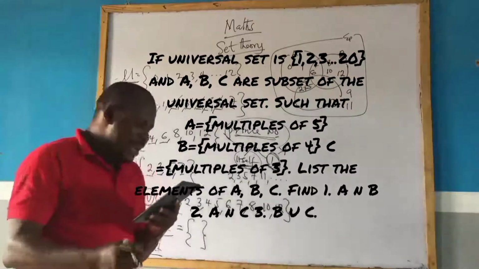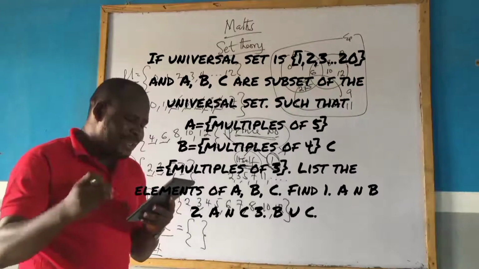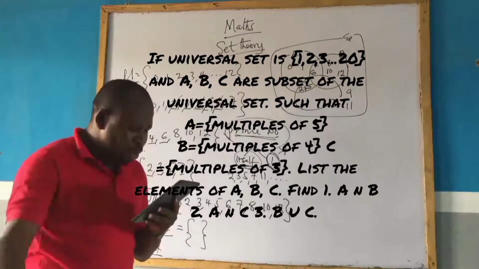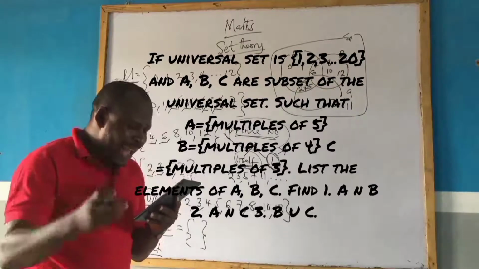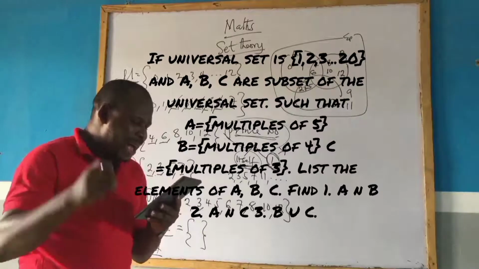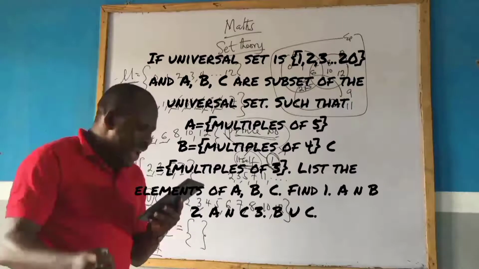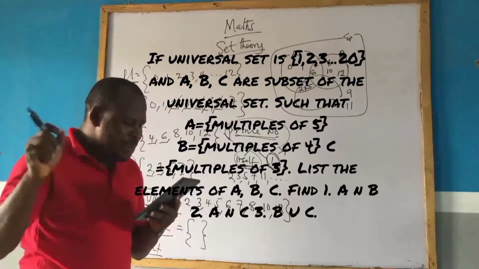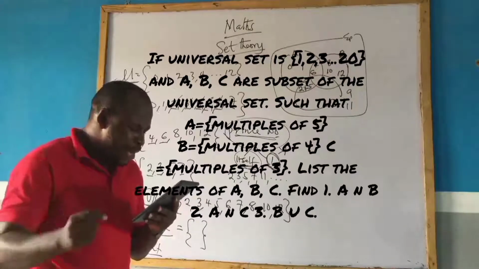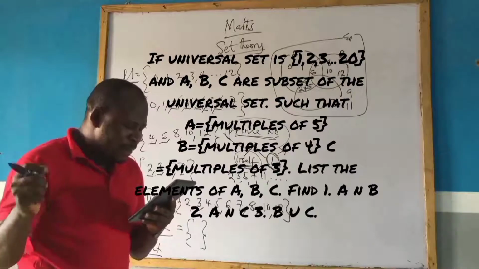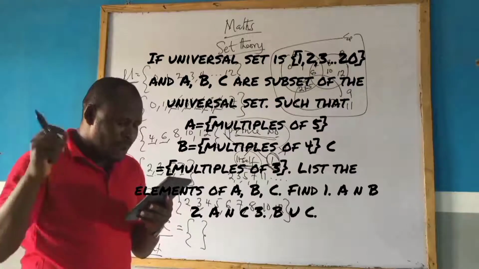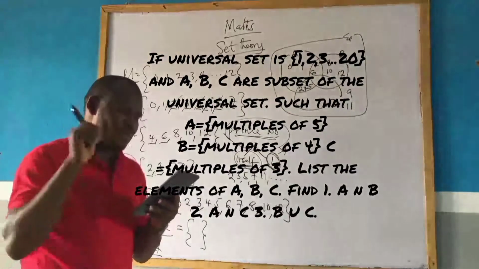I'll repeat the question again. If the universal set is the set of 1 to 20, and A, B, and C are subsets of the universal set, such that A equals multiples of 5, B equals multiples of 4, C equals multiples of 3, full stop.